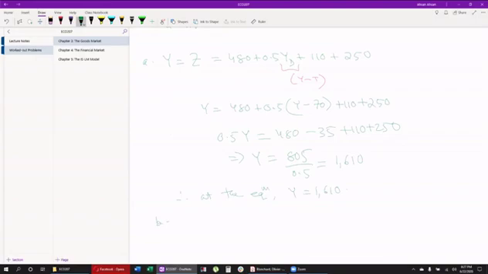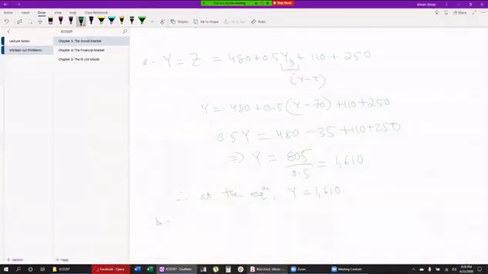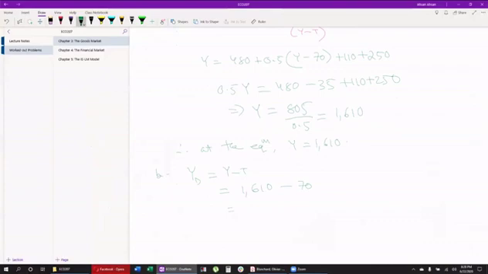Okay, part B. We have to find the equilibrium disposable income. Disposable income is, of course, just Y minus T. We have already calculated Y, and T is given as 70. So at the equilibrium, the disposable income is 1540.